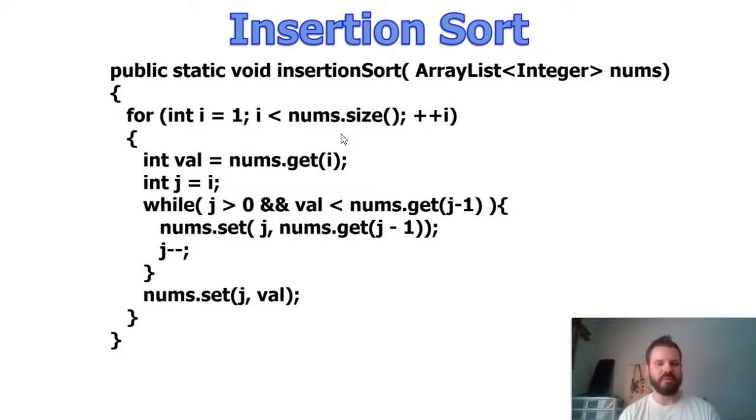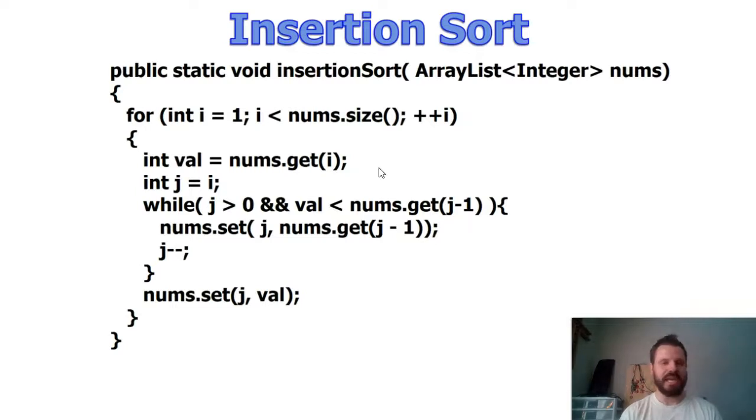Each time through the loop, we're going to store whatever is at index i in a variable called val, and then set the counter for the inner loop, j, equal to i to start off with. I've got to do that outside the loop header because for the inner loop, we're going to use a while loop this time. The while loop is going to run as long as j, our inner loop counter, is greater than 0, and val, the current value we're looking at, is less than nums at j minus 1. In other words, less than the previous value in our array.